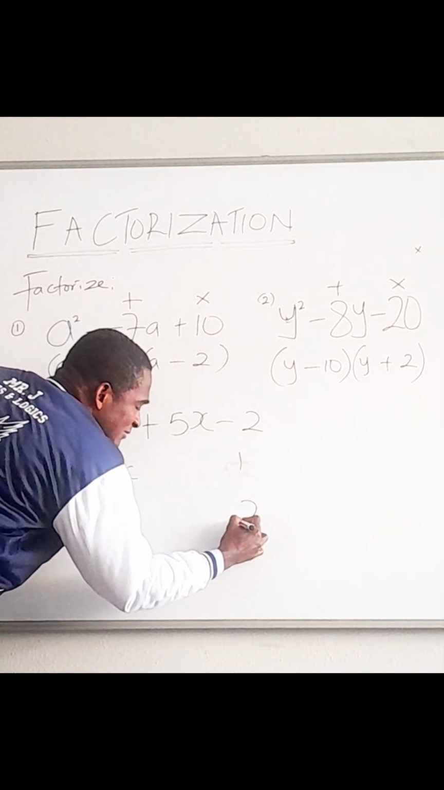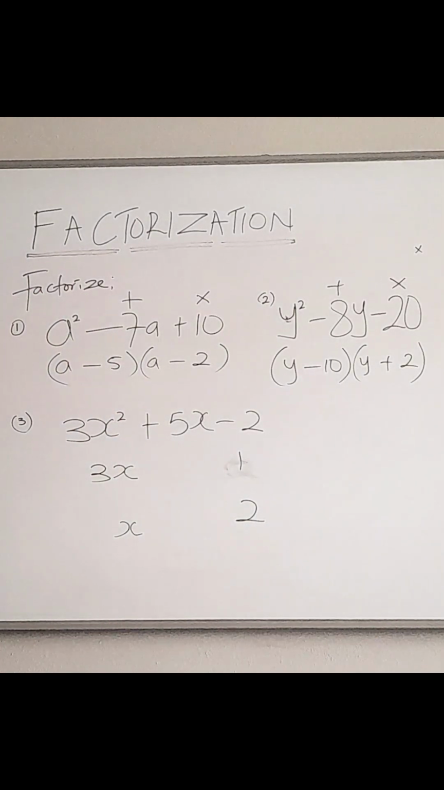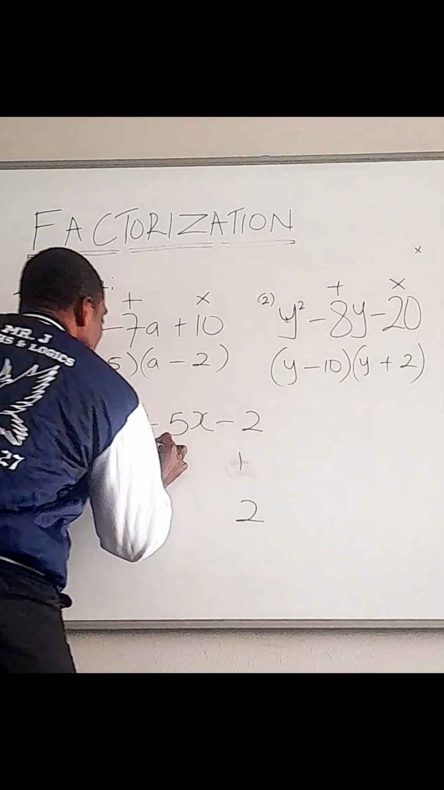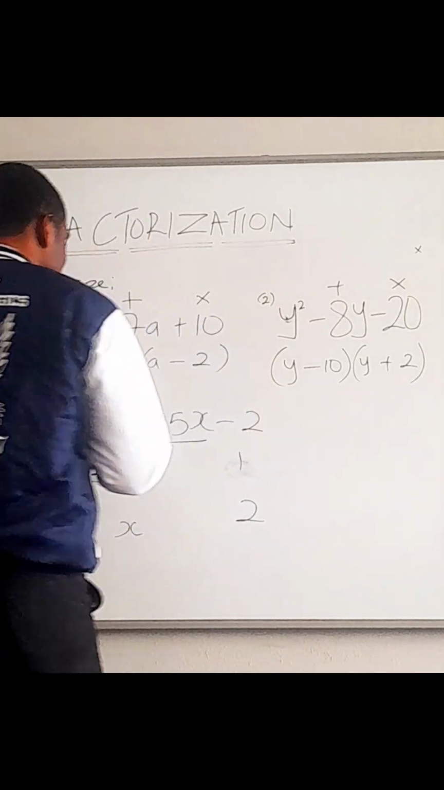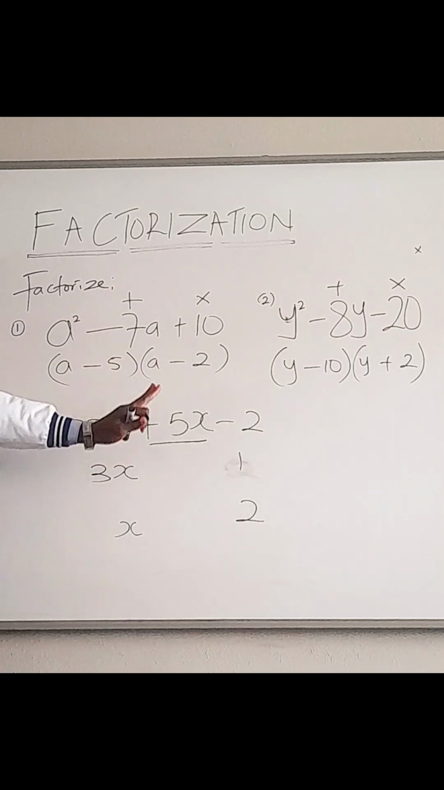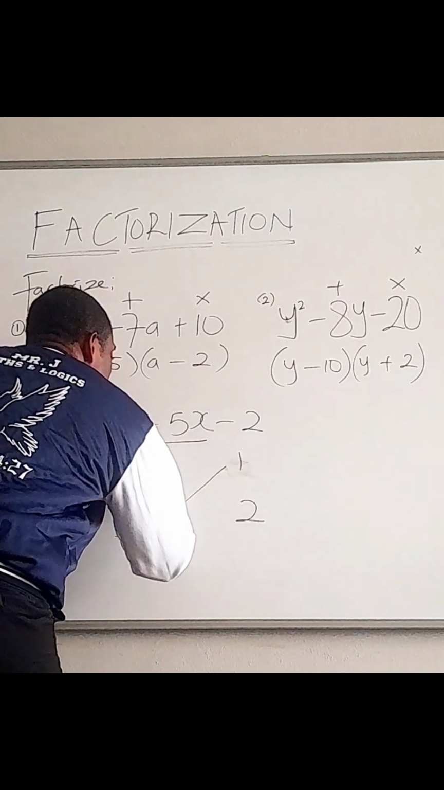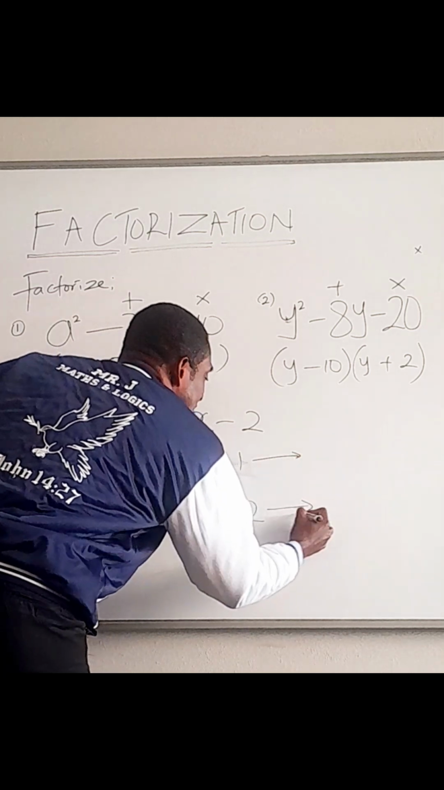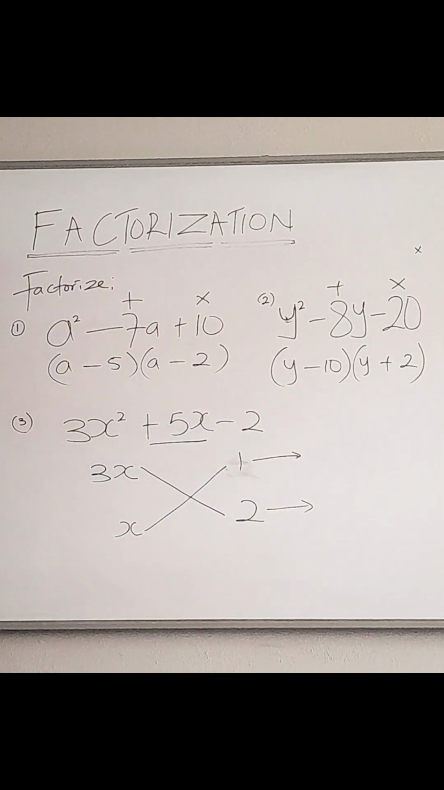Ignore the middle one, go to the last one also, and break it down. Also, 1 times 2 will give us 2. Remember, ignore the middle one. Break down the first one and the last one. That is the approach. Now, after breaking them down, cross multiply, and check the product of your cross multiplication.